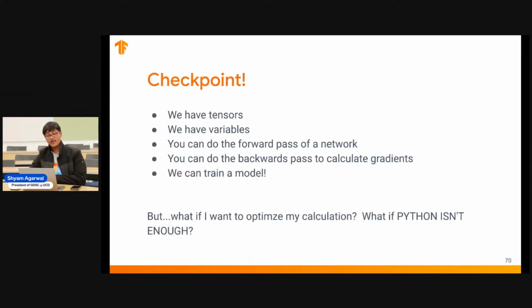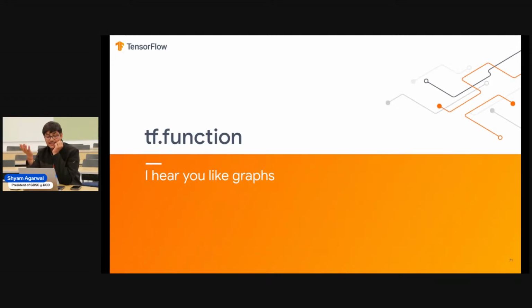All right. We have tensors, we have variables, we can do forward pass, we can do backward pass. Now we can also train a model. But what if I want to optimize my calculation? What if Python isn't enough to optimize these calculations? For that, TensorFlow provides us tf.functions. And when we hear this word tf.functions, which is functions in TensorFlow, I would like to think of it as graphs. And we'll see over here why I'm calling it as graphs.